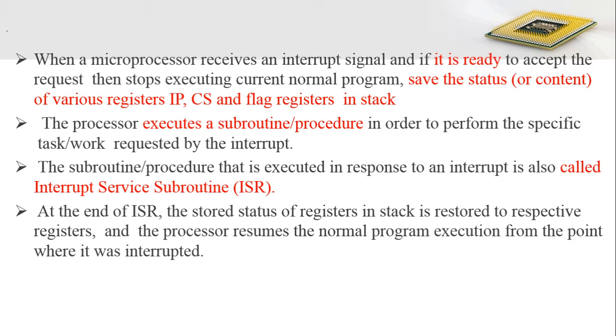First the processor receives an interrupt signal, and whether it is ready to accept the signal relates to the priority of the received interrupt signal. If the received interrupt signal has higher priority than the currently executing program, then it automatically interrupts the current program execution and stores the status information onto the stack top. Then the processor becomes ready to execute a subroutine or procedure in order to support the interrupt request.